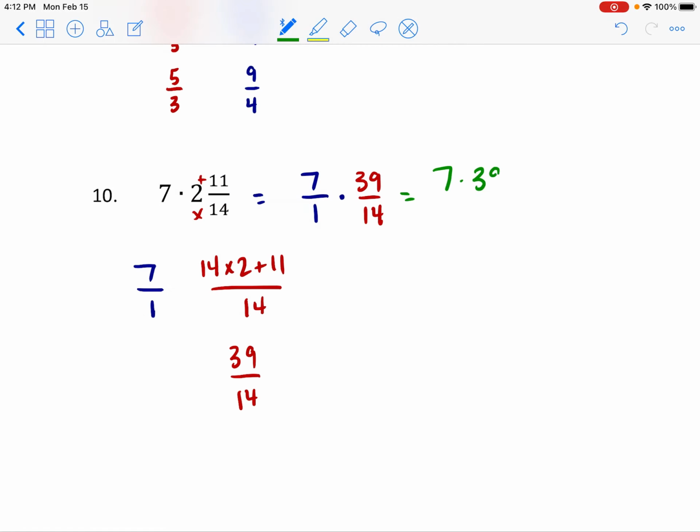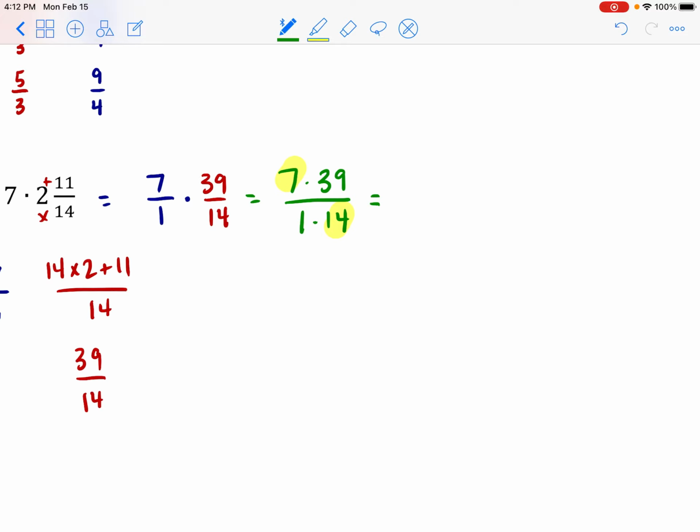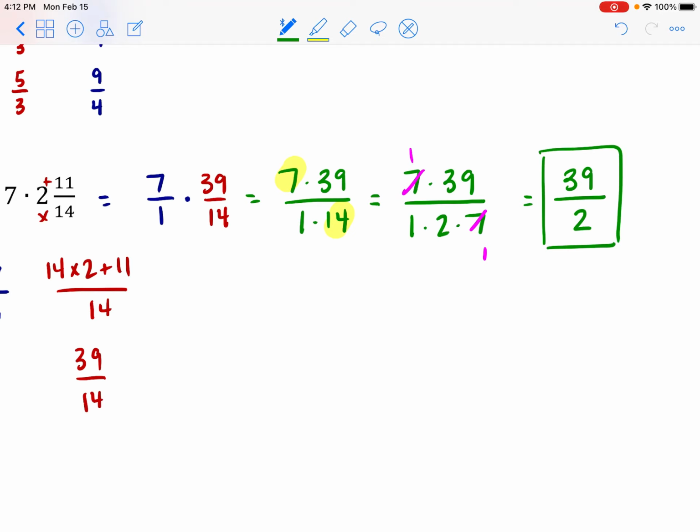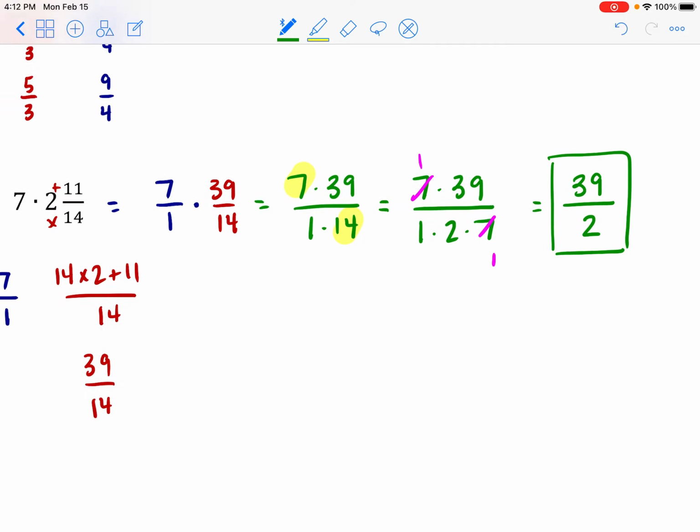7 times 39 in the numerator, 1 times 14 in the denominator. But again, I see a common factor of 7 here. So I'm going to rewrite this as 7 times 39, and on the bottom, 1 times 2 times 7, so that I can reduce the 7's to 1's. And so I'm left with 1 times 39, which is 39 in the numerator, and 1 times 2 times 1, which is just 2 in my denominator. Okay? And so 39 over 2 is going to be our result.